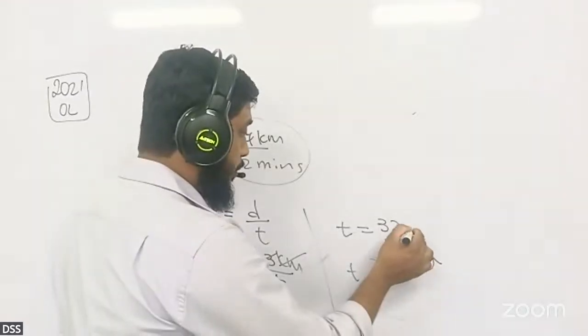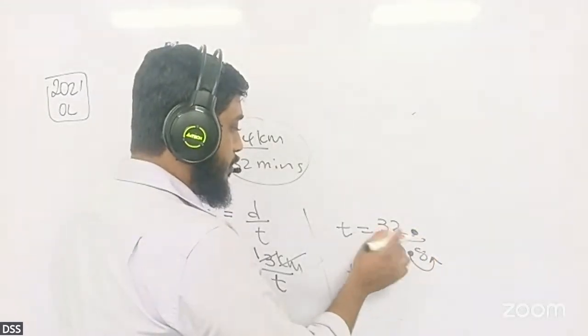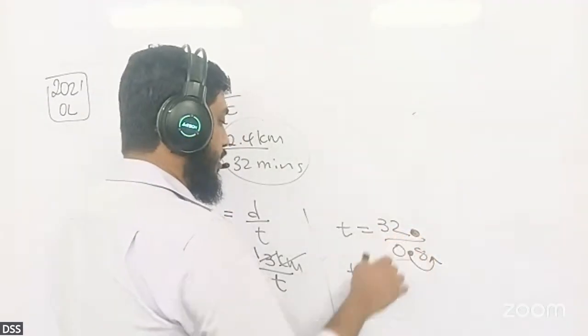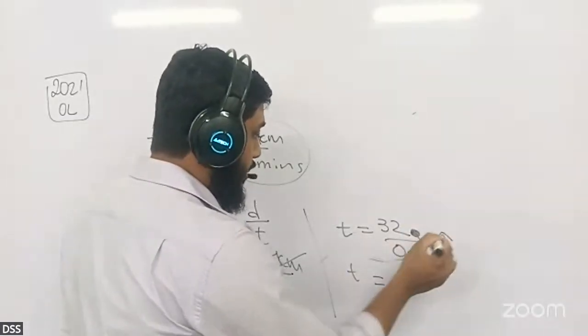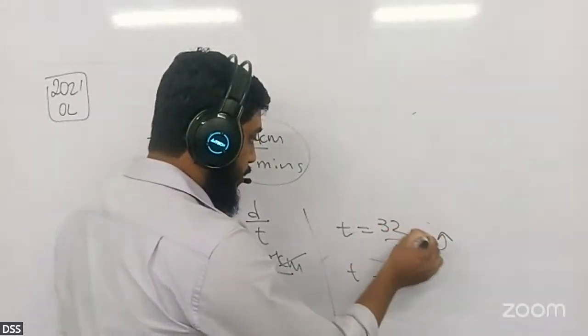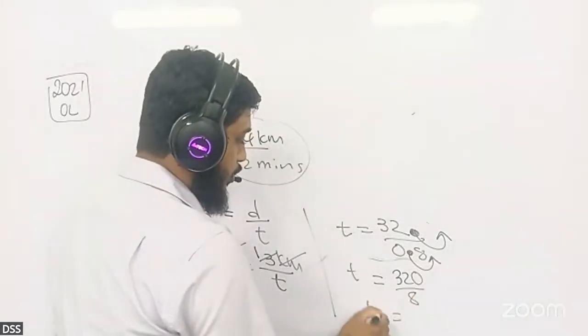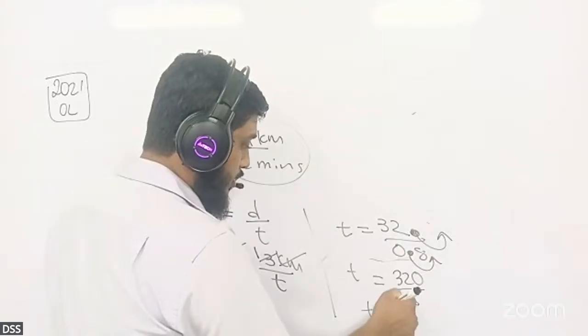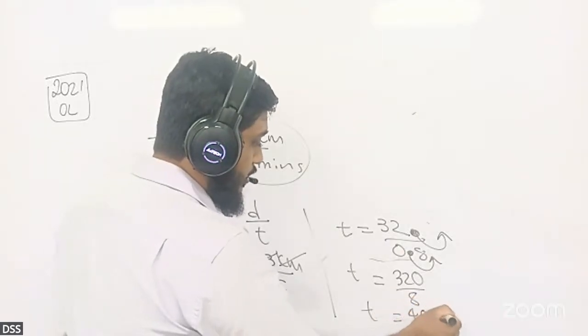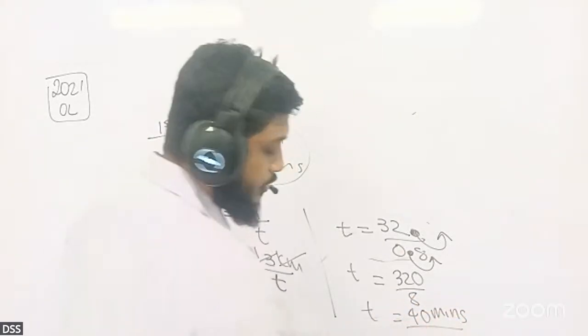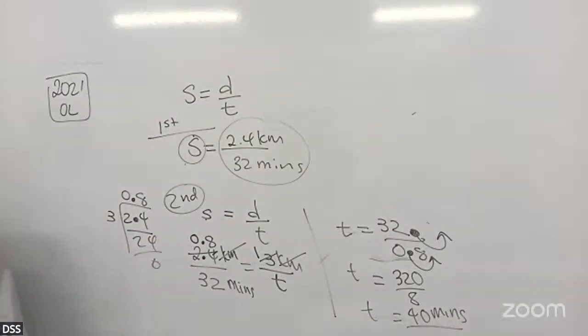Here, if you can't see a decimal point, you have to put a decimal point at the end of the number and move that also one place. So 32 becomes 320, here you put a 0. This becomes 8. Now you know 8 into 4 is 32. Then here you get 40. In minutes, you get the answer: 40 minutes. Easily you get the answer.